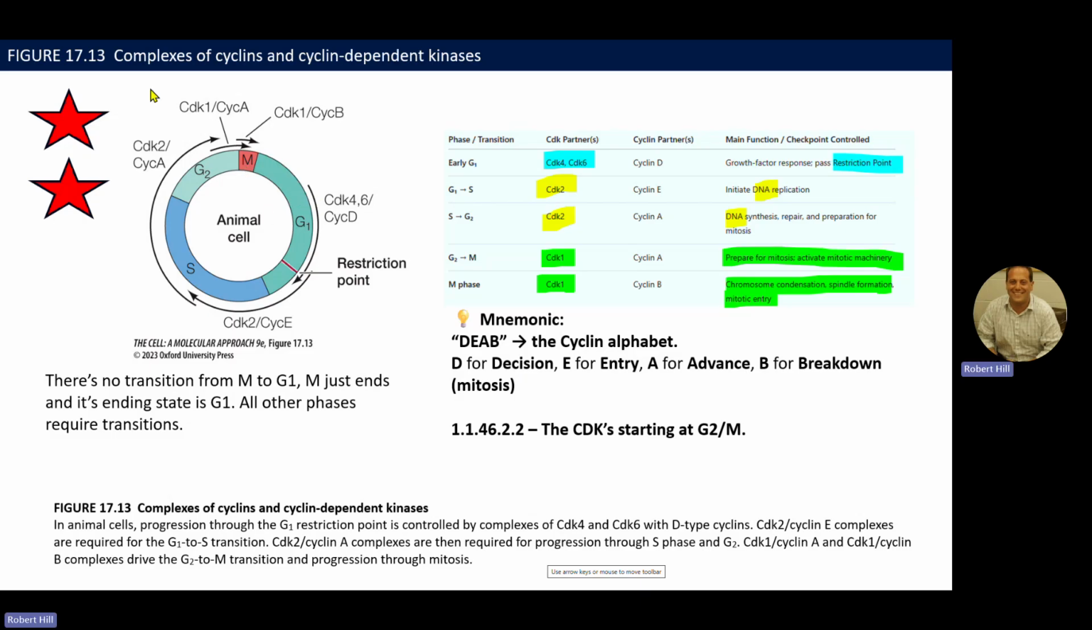So there are cyclins and CDKs. To learn the cyclins, it's D, E, A, B in this direction, starting here in G1. They've got decision, entry, advance, breakdown. That's what I've looked up today. That's how the kids are learning it today.